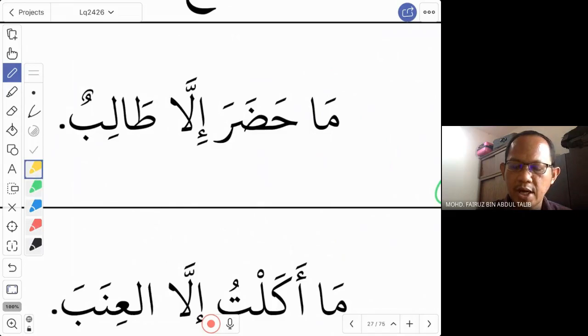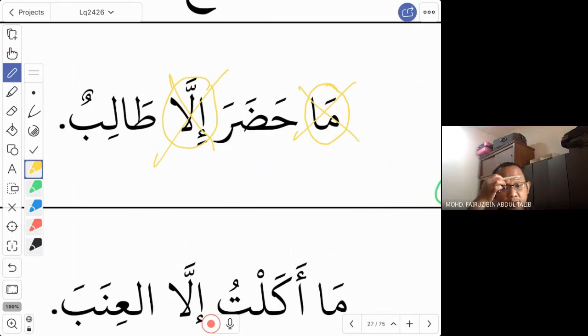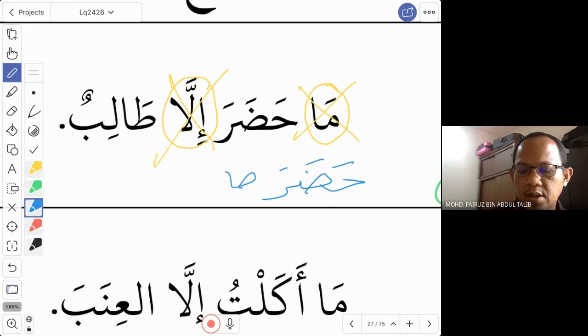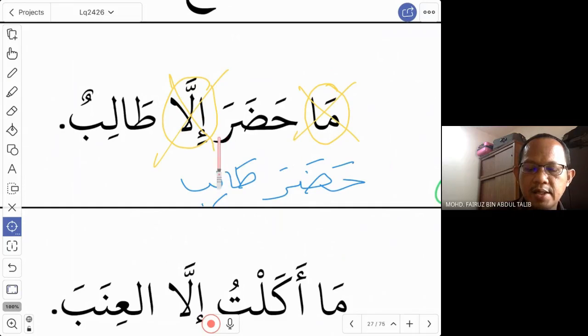As what I have shown you on Monday, what you do is you just take out these two words. So now the sentence is hadara at-talib or hadara talibun. Because the meaning of the whole sentence is this: did not attend except one talib. So it means that one talib attended. Right? So now we remove ma, we remove illa. So hadara talibun.